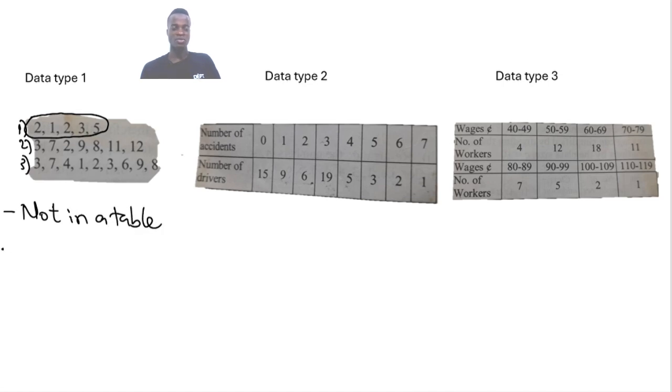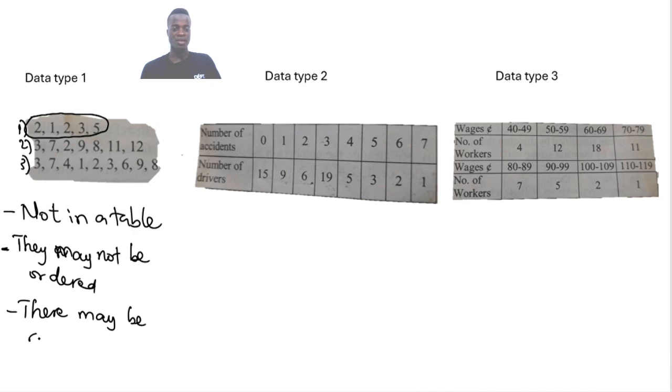Two, they may not be ordered. You didn't put them in any order; you just put the numbers there. Three, there may be repetition of items. So these are the characteristics of data type 1.